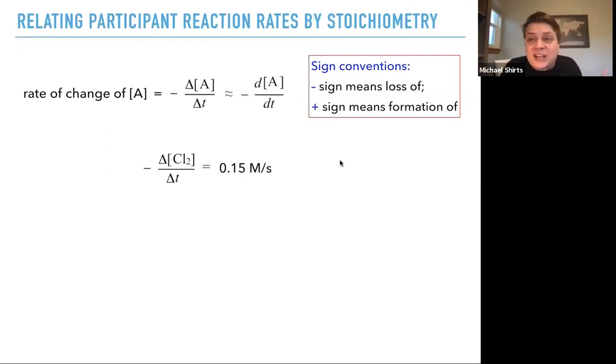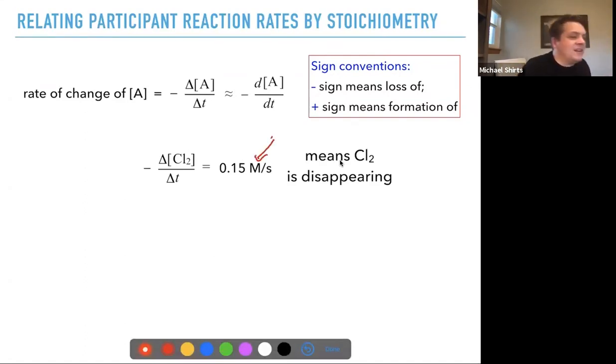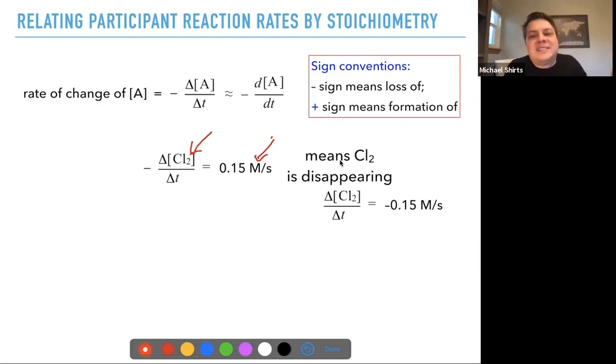So for example, if we have some reaction where Cl2 is disappearing, we'd report that as minus delta concentration Cl2 over delta t is equal to, say, 0.15 molarity per second. So that means Cl2 is disappearing at this rate. Usually we keep these numbers positive and put the minus in front of the label so we keep track of what's going on. You could say delta concentration of Cl2 divided by delta t equals minus 0.15 molarity per second, but we usually don't do that. We usually put the minus sign over here instead.